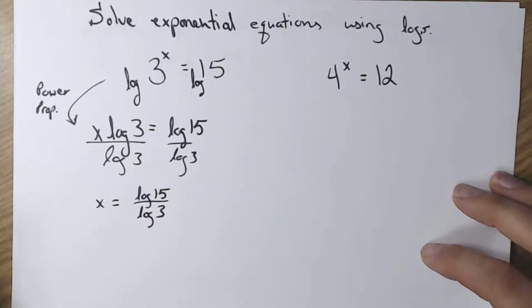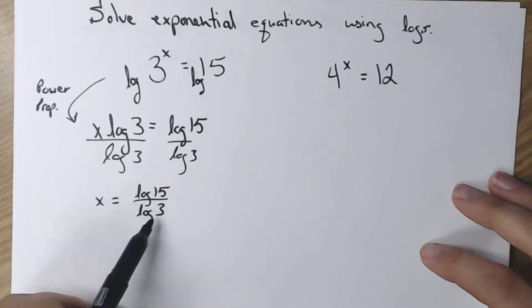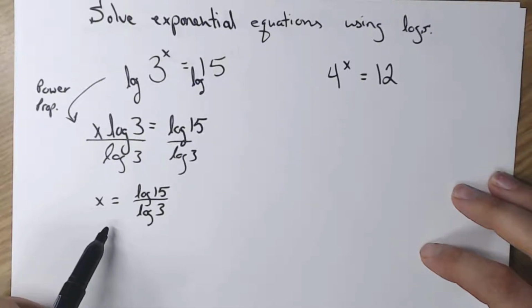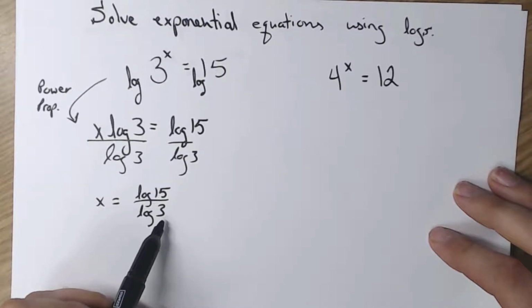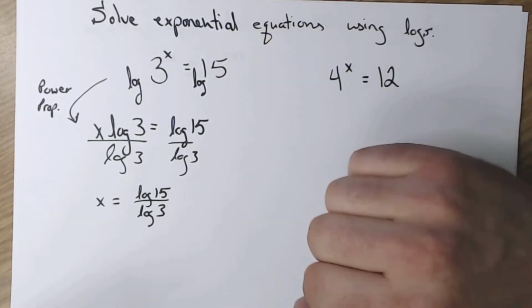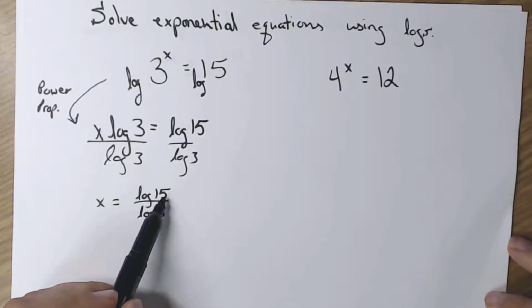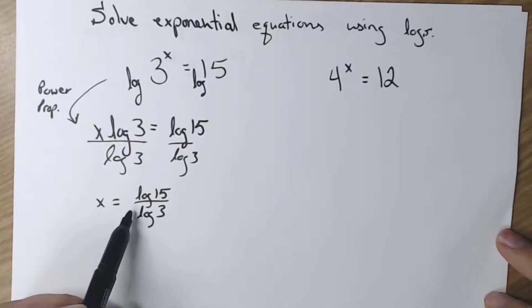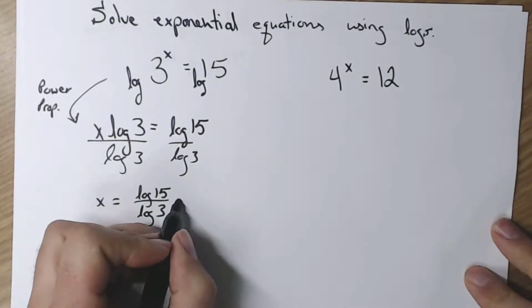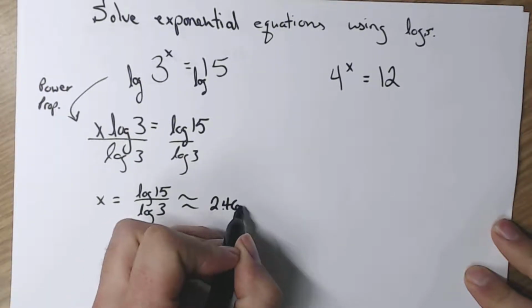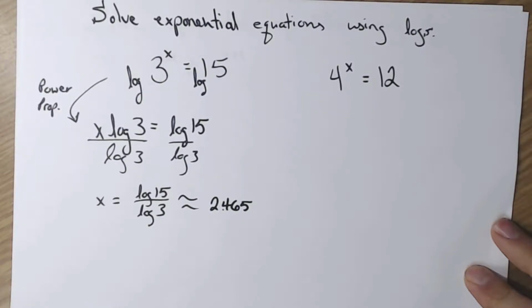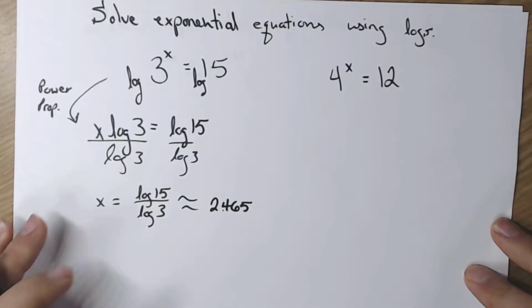My students complain, but if I didn't give them a calculator, I'd be fine with this as my answer. And I do want to note that log 15 divided by log 3 is not log of 5. It doesn't work that way. We actually have to find out what log of 15 is, then divide by what log of 3 is. If we do that, we end up with about 2.465. I say about because we have to do some rounding to make that happen.